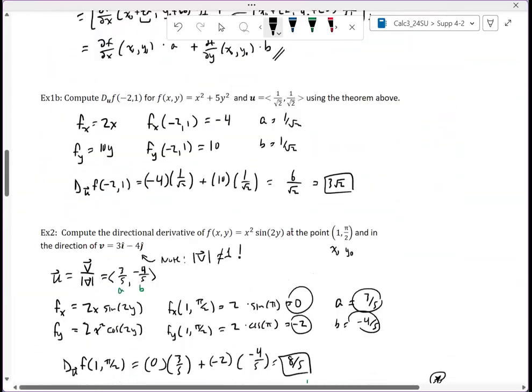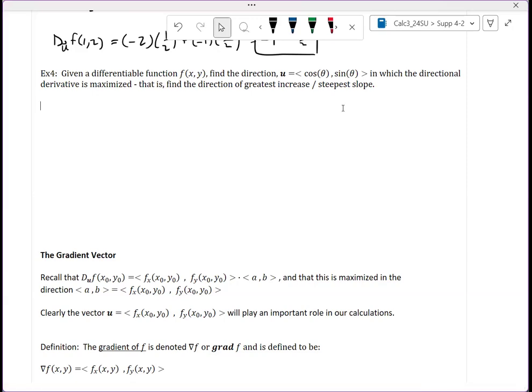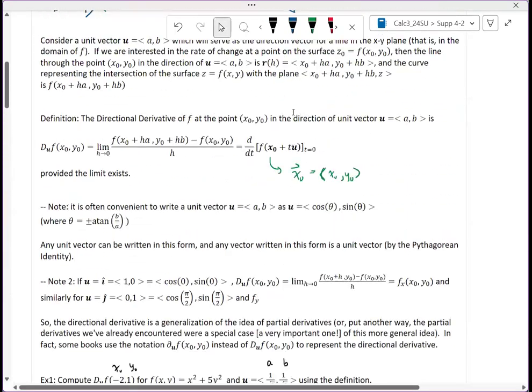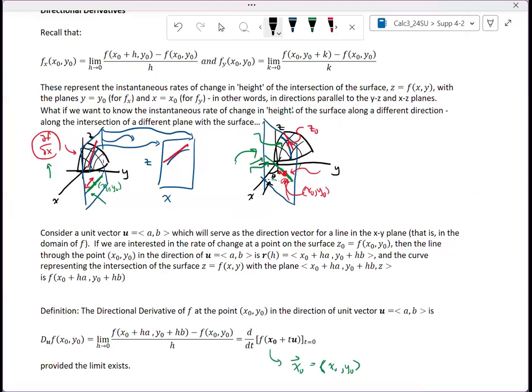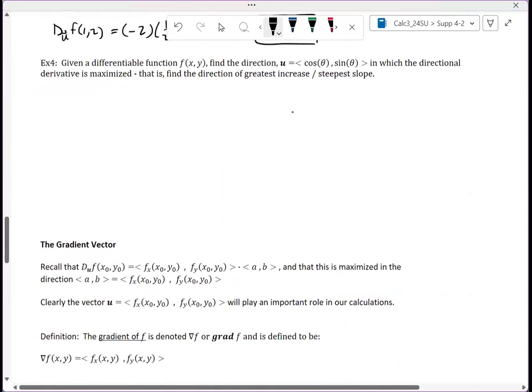And my question here is, in which direction, or for which theta, do I get the greatest output from the directional derivative? What's the direction of greatest increase? Or if I was standing on this surface, if I point myself left or right, in what direction should I point myself if I want to go up the steepest direction at this point? So that's what I'm trying to find an example for here.